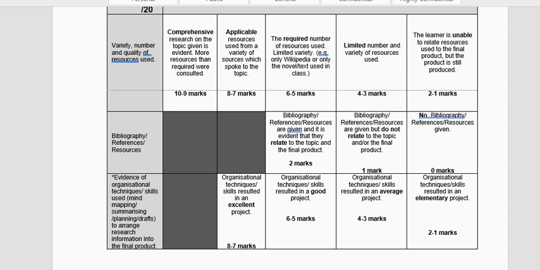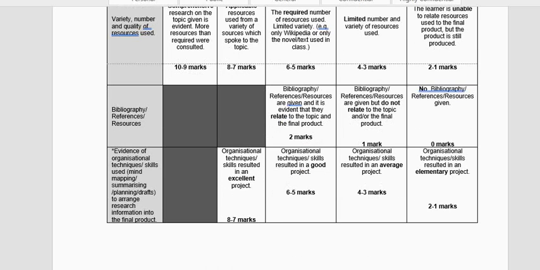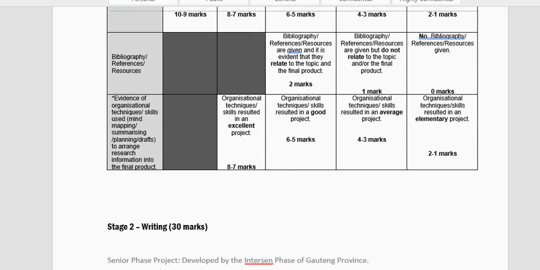the resources. As for the bibliography, the second criteria, no bibliography were given, 0. Here the bibliography were given, but not all of them relate to the topic. So this child had a list of sources that he used, but they do not all relate to the topic. And the last one, references, resources are given, and they all relate to the topic and the final product.